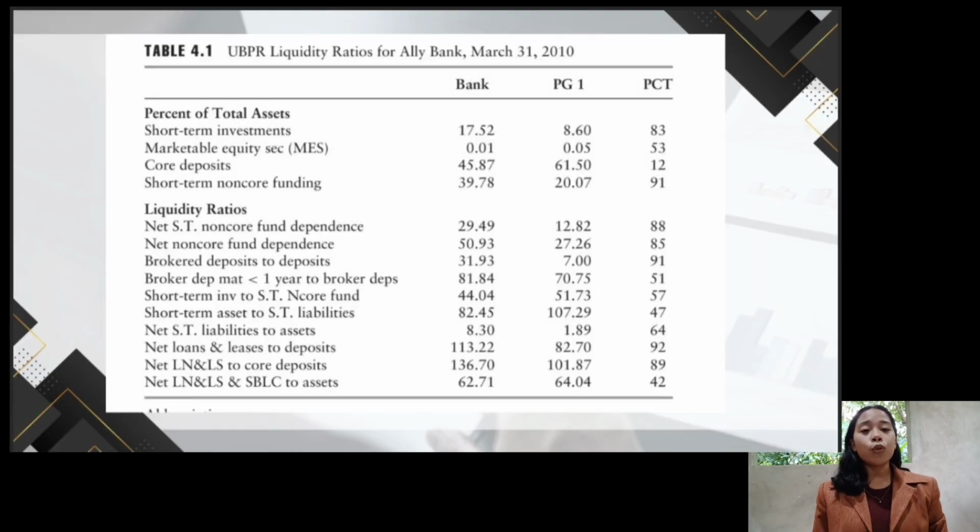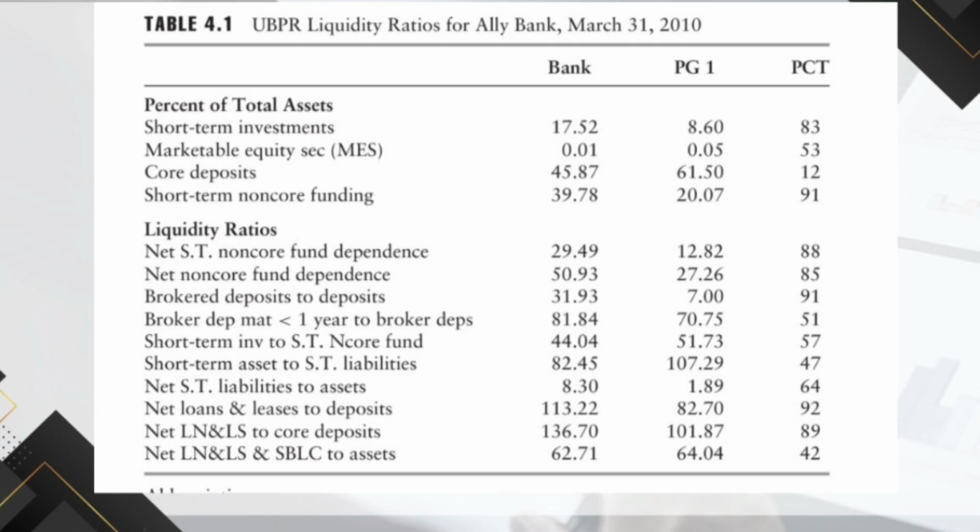This figure presents UBPR liquidity ratios for Ally Bank as of March 31, 2010. The table lists various ratios expressed as percentages of total assets, categorized into percent of total assets and liquidity ratios. Each ratio has three columns showing the values for the bank, presumably a peer group comparison, and the percentage difference. The ratios relate to short-term investments, marketable equity securities, core deposits, short-term non-core funding, and several measures of liquidity such as net non-core fund dependence, brokered deposits, and the ratio of net loans and leases to deposits.